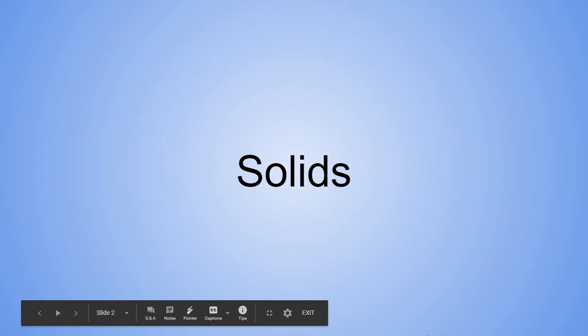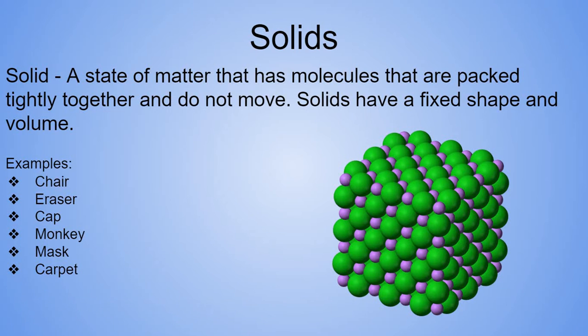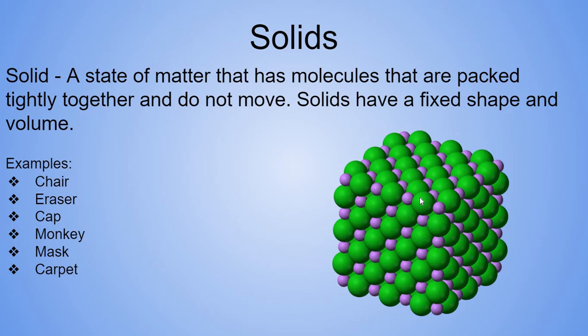Today, we're going to be learning about solids. A solid is a state of matter that has molecules that are packed tightly together and do not move. Solids have a fixed shape and volume. This is how solid molecules are arranged, very tight. Examples of solids are chairs, erasers, caps, monkeys, masks, and a carpet.